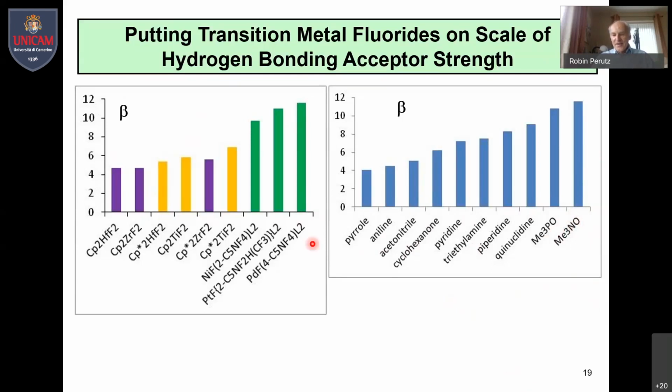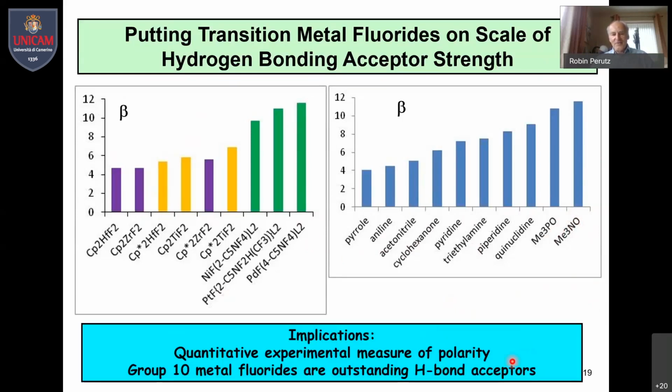So what we can work out from this is, first of all, we can get a quantitative measure of the strength. This clearly relates to the polarity of the metal fluorine bond, and we can see that these group 10 metal fluorides are really outstanding hydrogen bond acceptors. So if you want to build systems with hydrogen bond acceptors, look right at the right-hand end of the transition metals, not the left-hand end.